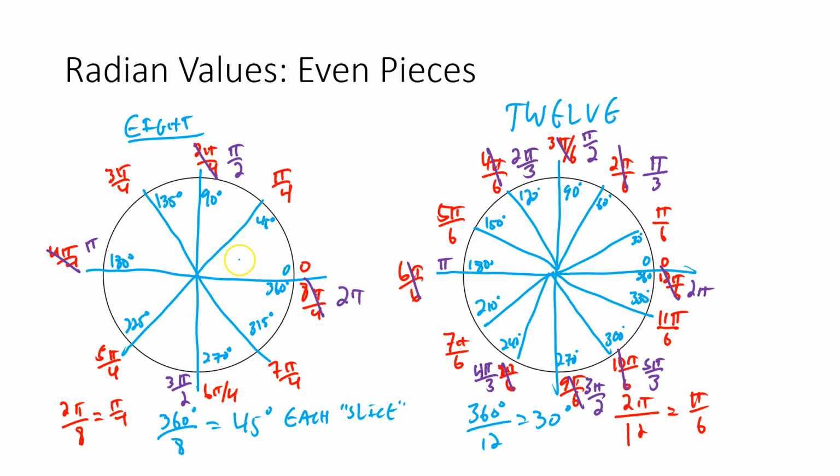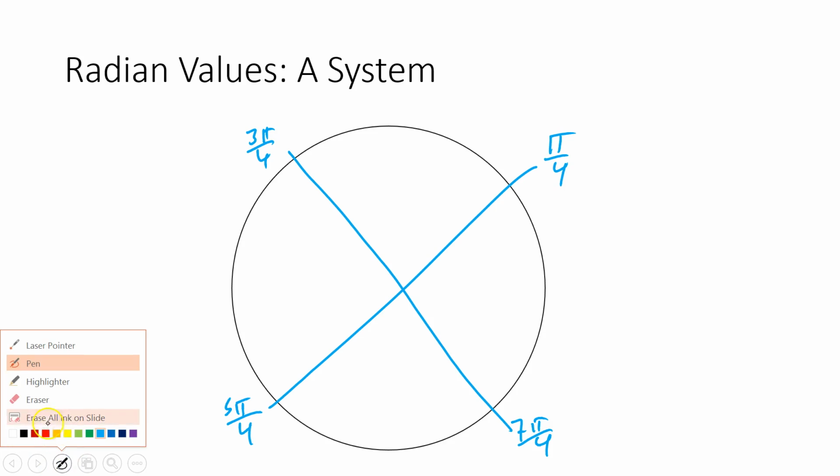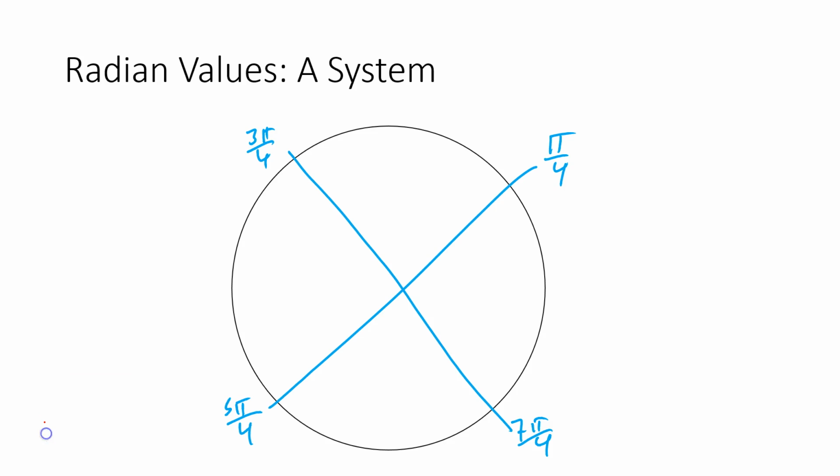Everything else that's on here is on the 12. So I'm just going to put in those x values: 1, 3, 5, 7, all of the odd numbers, divided by 4. So 1 pi over 4, 3 pi over 4, 5 pi over 4, 7 pi over 4. After I have those, I put in the rest of my values using the 12 circle.